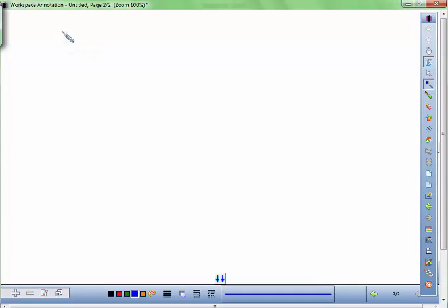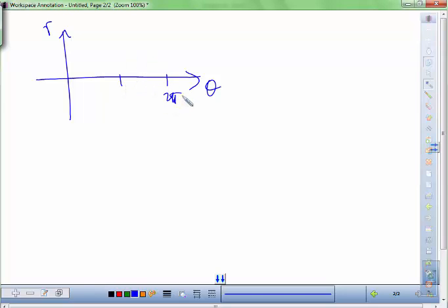Let's do another example real quick, where you have theta and r. Here's a cool one. Let's do r equals 2 cosine theta plus 1.